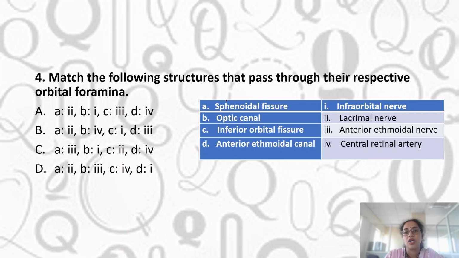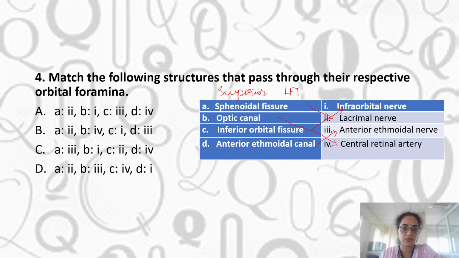Okay, so what is a sphenoidal fissure? I told you it's also known as the superior orbital fissure. So what does the superior orbital fissure transmit? LFT. So we have lacrimal nerve here. So A is 2. Optic canal, okay, we know that it transmits the ophthalmic artery, which continues as the central retinal artery, along with the optic nerve. Then the inferior orbital fissure transmits the infraorbital nerves, and the anterior ethmoidal canal transmits the anterior ethmoidal nerves.